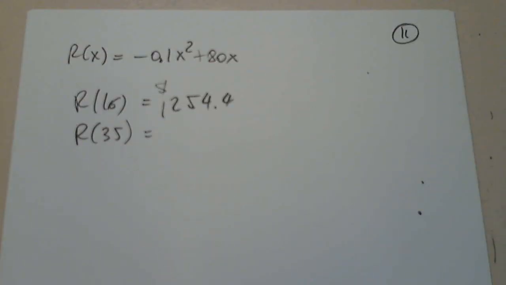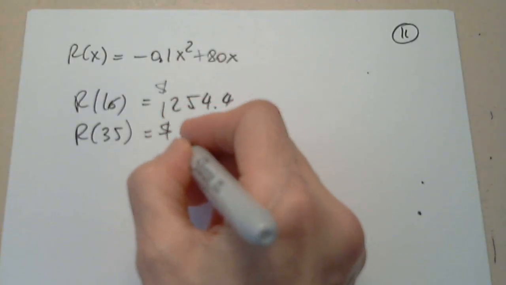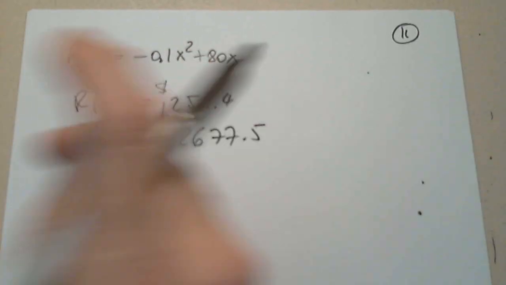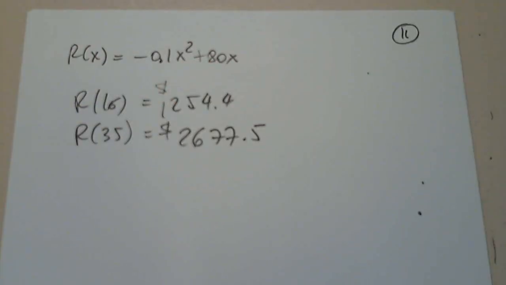So R of 16 is $1254.4, and the other one is 2677.5. Good. So I answered the first, find the values. 1254.4. Okay, and then the other one, 2677.5.